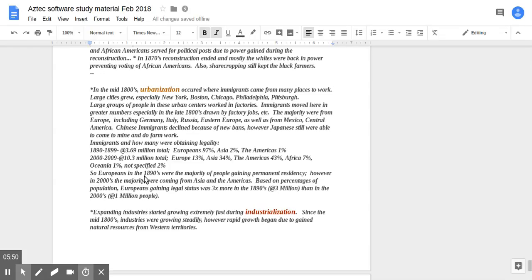So Europeans in the 1890s were the majority of people gaining permanent residency. However, in 2000, the majority were coming from Asia and the Americas. Based on percentages of population, Europeans gaining legal status was 3x more in the 1890s at 3 million, than in the 2000s at 1 million of population people.